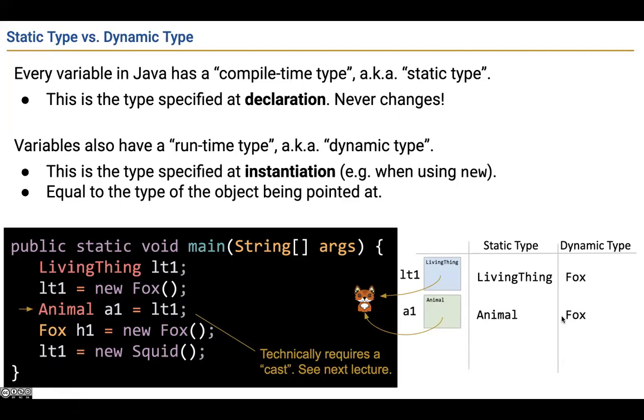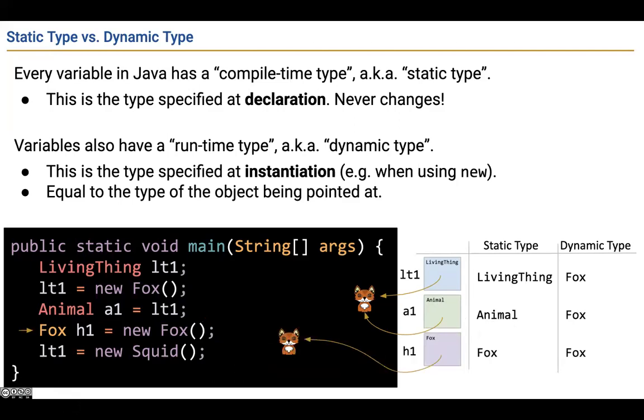So the dynamic type, the thing that I'm actually pointing at in the runtime, that's a fox. But the static type, it's animal. I keep going. Here's one where I declare there's a fox variable. There it is. And then I say new fox. So it's pointing at another fox. So the dynamic type is fox.